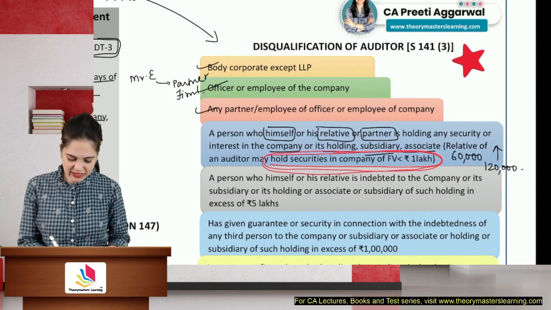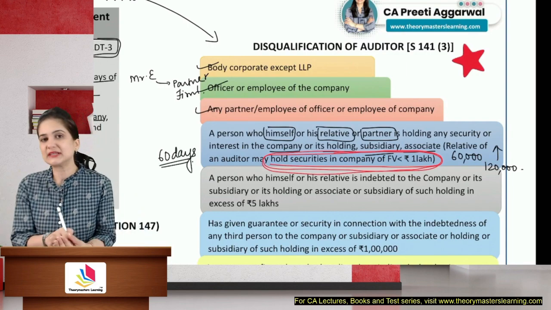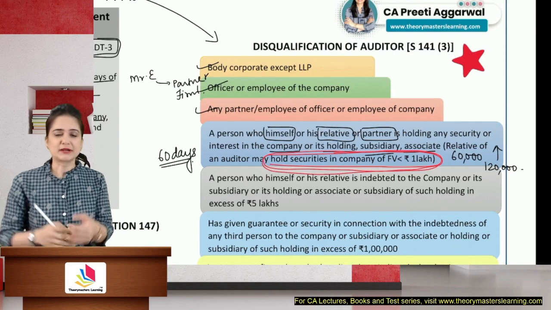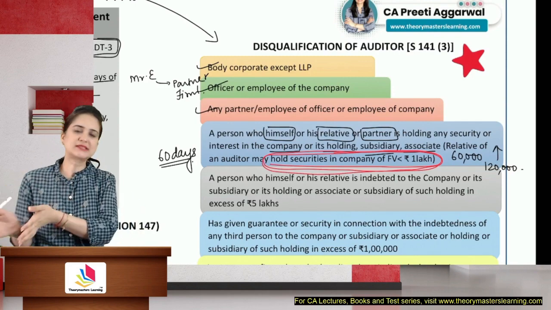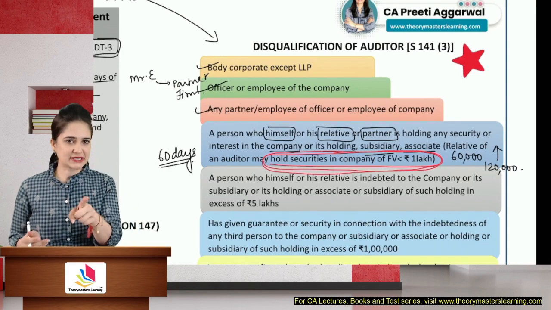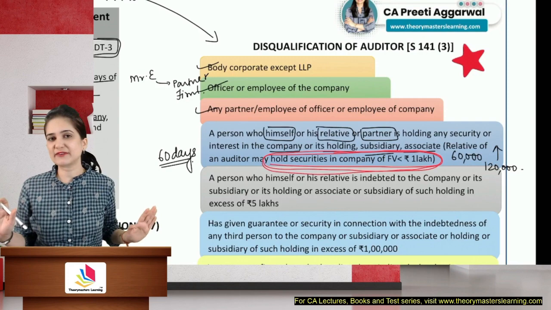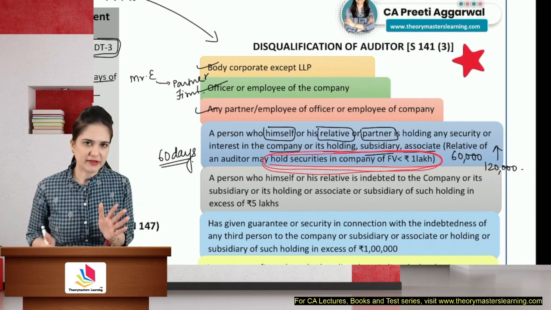The auditor will have to remedy this defect in 60 days. I will have to tell him, relative, see, because of you, I will be disqualified. Please sell these securities, transfer them. Remedy this defect in 60 days, else you will be disqualified from being appointed as an auditor of the company, and that will create a casual vacancy.